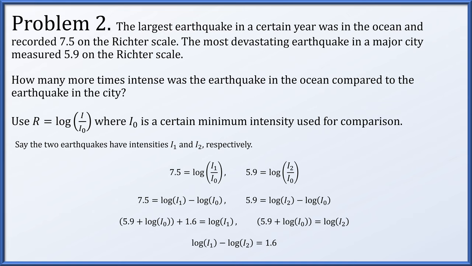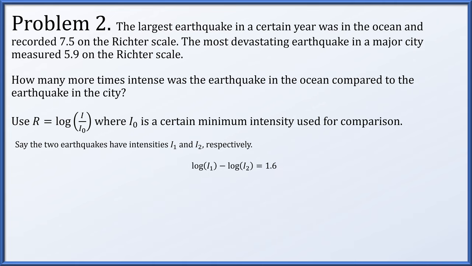In other words, the difference between log I1 minus log I2 will be exactly that 1.6. So we've established that the log of I1 minus the log of I2 is exactly 1.6. Therefore, the log of their ratio is 1.6. Exponentiating with base 10 gives us that the ratio I1 over I2 is about 39.81. In other words, I1, the intensity of the ocean earthquake, is about 39.81 times the intensity of I2, the one in the city.